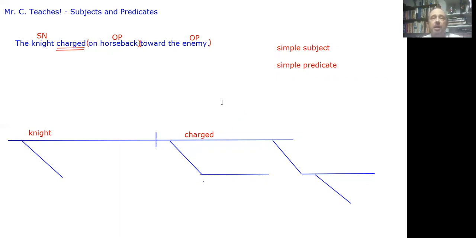Knight charged. A sentence has to have a subject. It has to have a predicate. There we have it, knight charged. If that's all I had on the page, it's not a great sentence, but it's a sentence. Okay. Now, the parts that are underneath, let me get my arrow back. The parts that are underneath, these parts that hang down from the baseline, these are modifiers. Modifiers that either go with the subject or with the predicate, with the simple subject or the simple predicate.